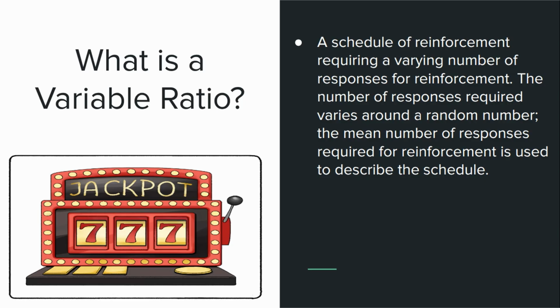So, what is a variable ratio? A schedule of reinforcement requiring a varying number of responses for reinforcement. The number of responses required varies around a random number. The mean number of responses required for reinforcement is used to describe the schedule. And a really good example is gambling using the arm machines.